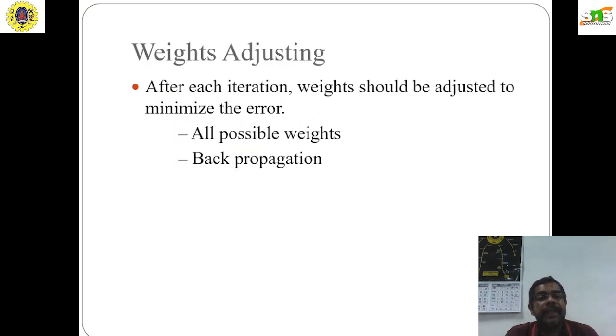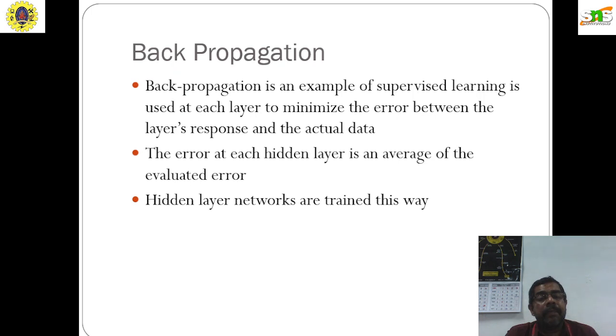For weight adjustment, after each iteration, weights should be adjusted to minimize the error across all possible weights, using back propagation. And what is back propagation? Back propagation is an example of supervised learning which is used at each layer to minimize the error between the layer's response and the actual data. The error that happens in the hidden layer, we take an average and evaluate the errors. The hidden layer networks are trained this way.